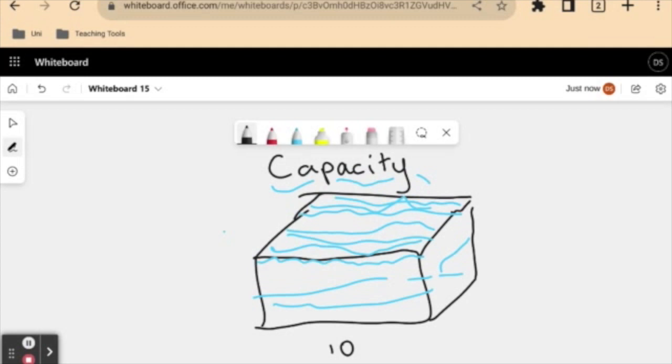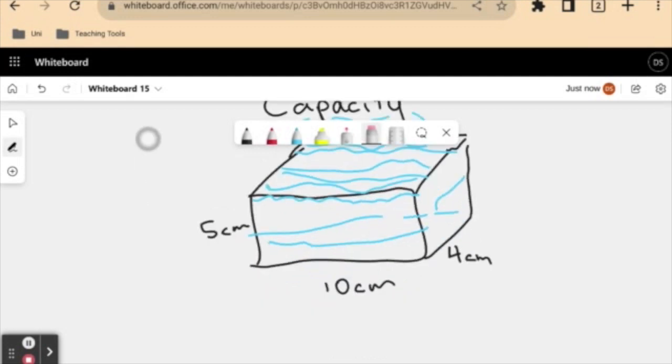So for the volume within this, I'm going to give us a couple of numbers. I have 10 centimeters in width. I'm going to have 5 centimeters in height, and I'm going to have 4 centimeters in depth or breadth, whichever one you'd prefer to use.